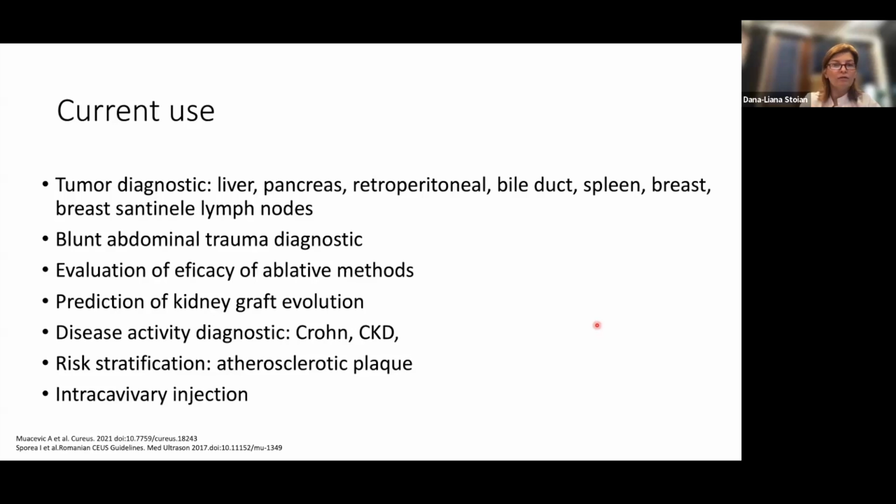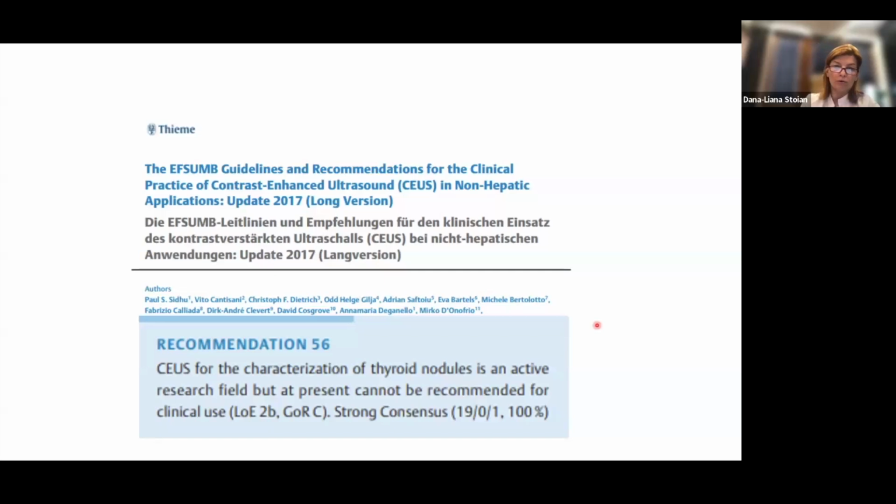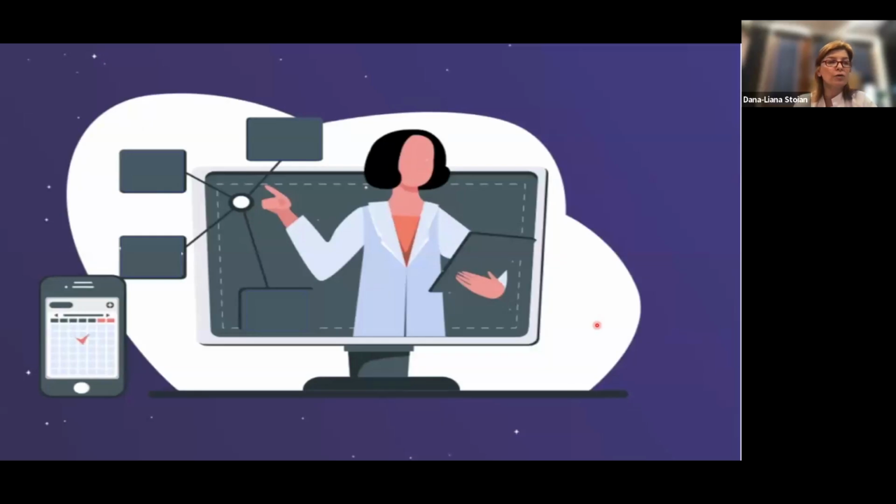There are clear data about the valuable info added by contrast in respect of liver, pancreas, retroperitoneal, bile duct, spleen, breast, and especially breast sentinel lymph nodes currently. And there are limited data about the thyroid by itself, some data about thyroid nodular disease, but very few about diffuse thyroid disease. The last contrast-enhanced guidelines were published by the European Federation of Ultrasound in 2017, but the diffuse disease is not mentioned, only the thyroid nodular disease. By that time it was proposed as future research, although in the meanwhile there are valuable data about contrast use in nodular thyroid disease as a risk upgrader, not a risk downgrader.